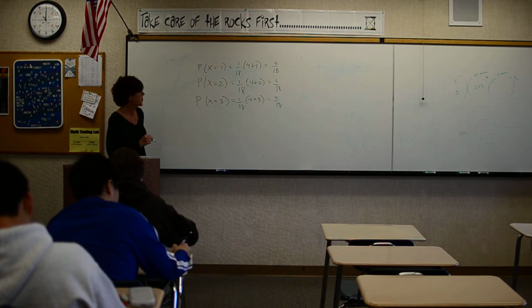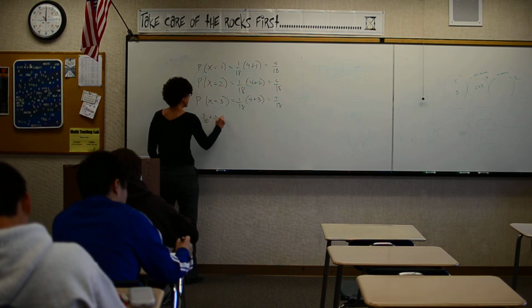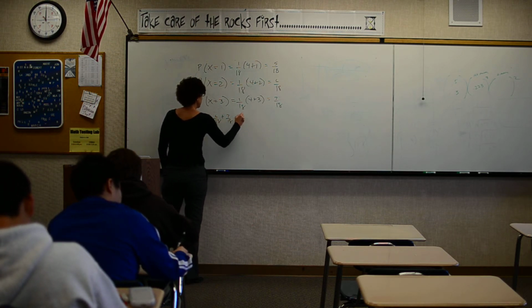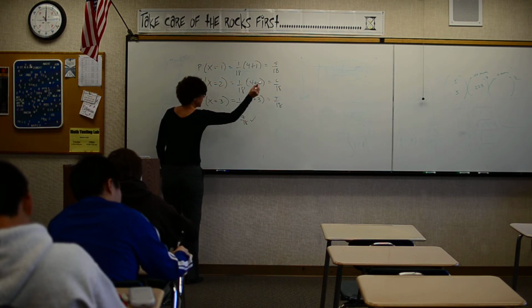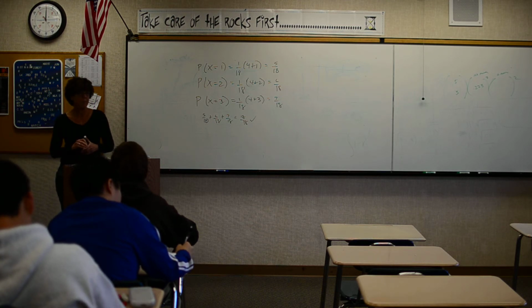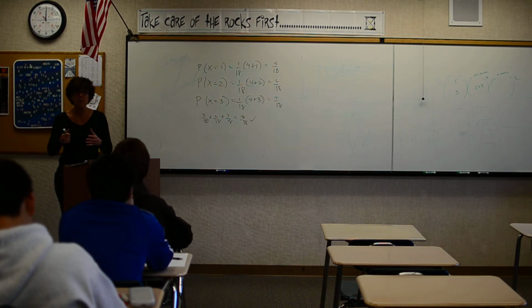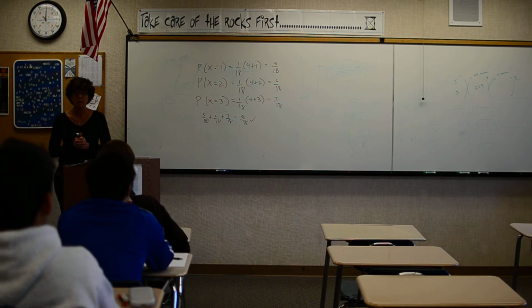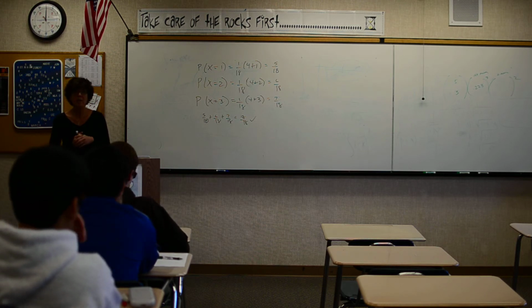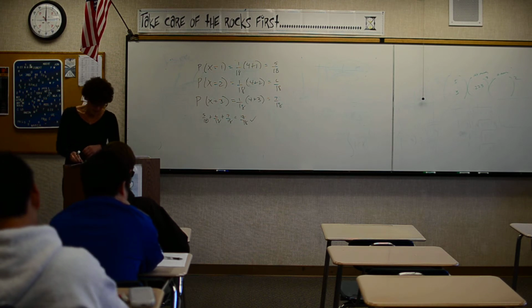You add up all those probabilities, you get 5/18 plus 6/18 plus 7/18 is 18/18. So I've shown that the probabilities all add up to be 1. You cannot have a probability distribution function unless the sum of all the probabilities is 1. If I don't get 1, then that's not a probability distribution function.